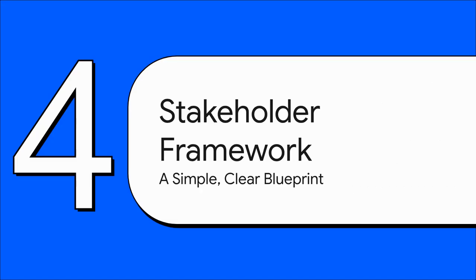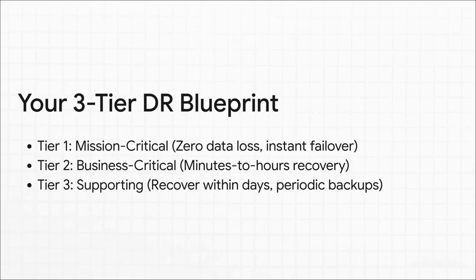What this whole process gives you in the end is a really powerful logical framework. So let's package this up into a simple blueprint that you can take directly to your leadership, to your stakeholders, to explain and justify your DR strategy. Here it is, your simple 3-tier DR blueprint. This is the kind of language that everyone in the business can understand. You're no longer talking about complex Azure services, you're talking about business outcomes. Tier 1, you get instant failover. Tier 2, we're back in minutes to hours. Tier 3, we'll recover it within a few days. It's clear, it's defensible, and it's completely strategic.